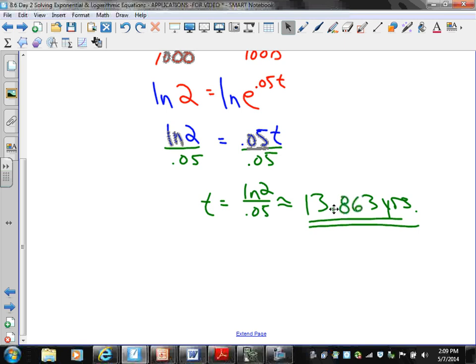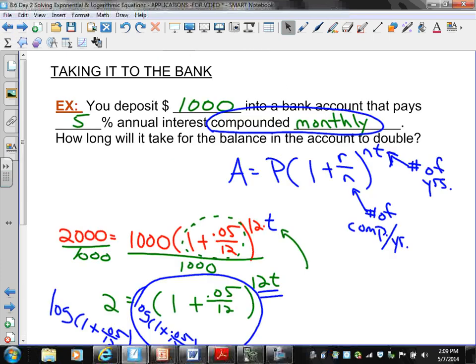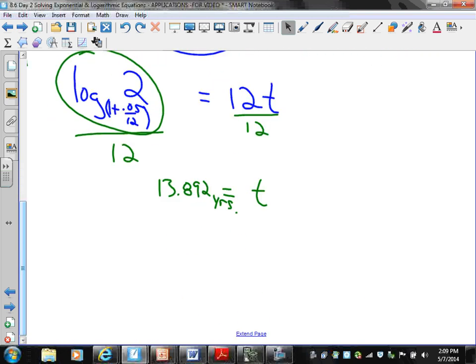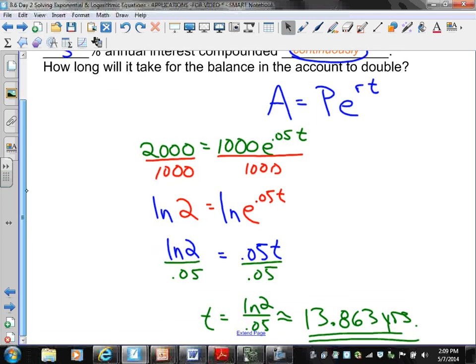13.863 years, and previously with the compounding monthly, we had 13.892 years. So the continuously compounded was slightly faster, wasn't it? These are close enough where I could say, hey, if one of these is right, then the other one's got to be. Well, the other one's probably right, because I know that they should be really close to each other. So again, the idea here is we're using the idea of the logarithm to help us unwrap an exponential function.